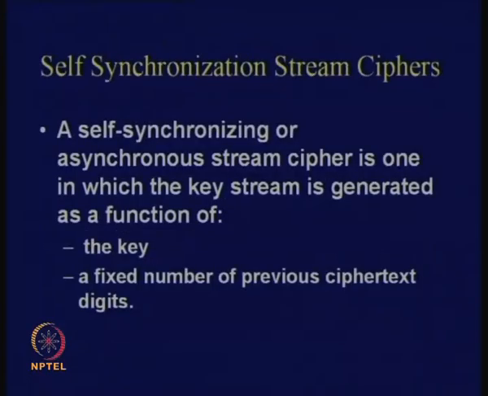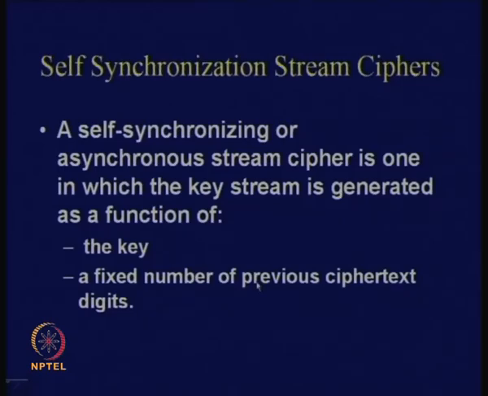This is quite different from another class of stream ciphers, which we call self synchronizing stream ciphers. So, what is a self synchronizing stream cipher? We will just see. It is an asynchronous stream cipher, as opposed to the previous one. It is one in which the key stream is generated as a function of the key and a fixed number of previous ciphertext digits.